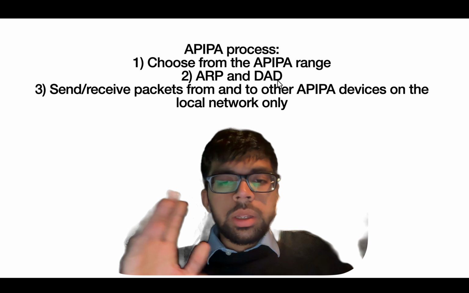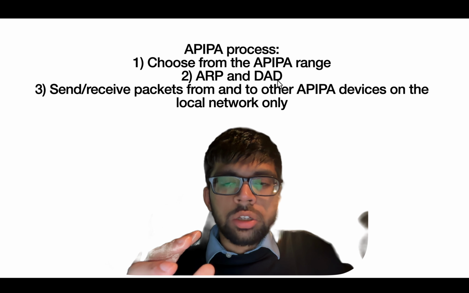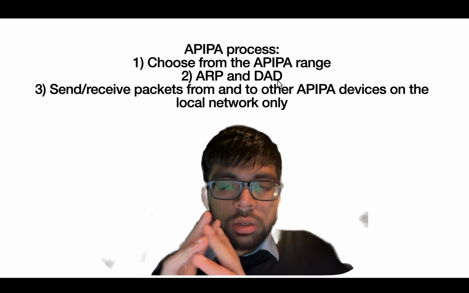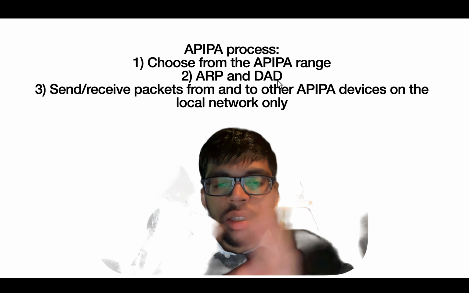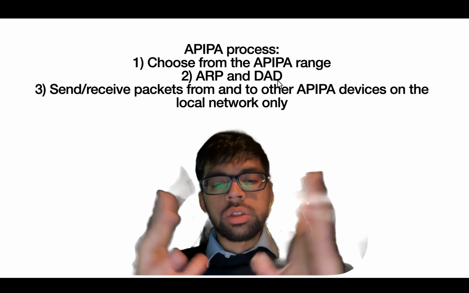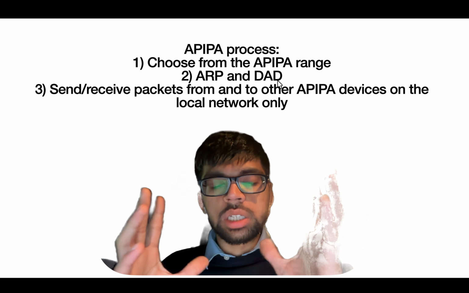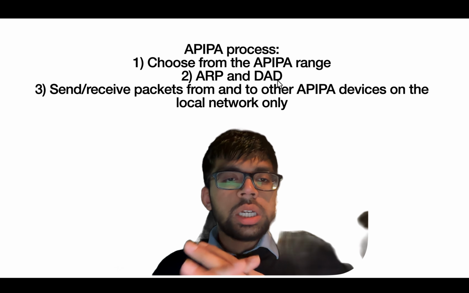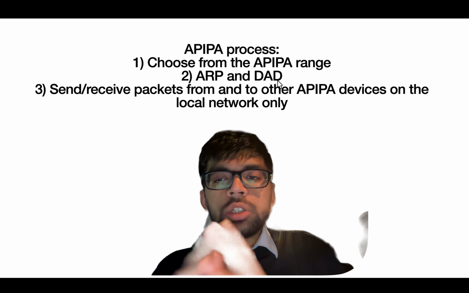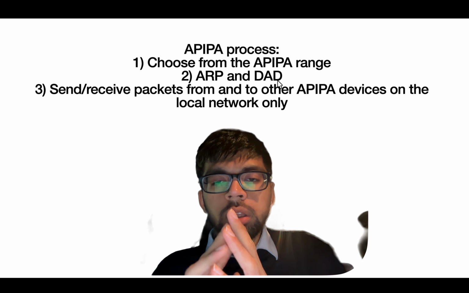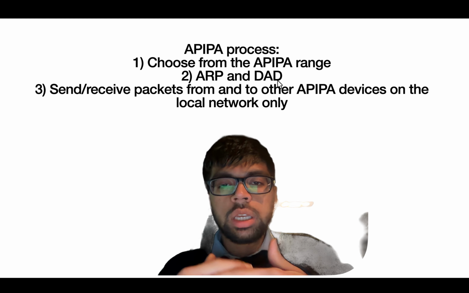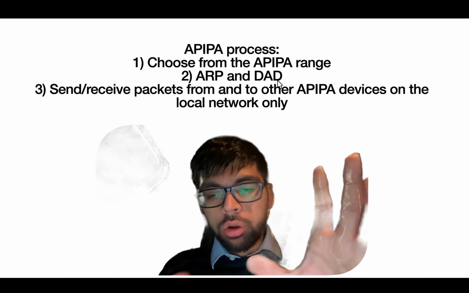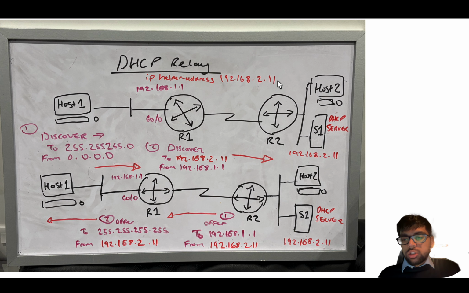Okay, so ARP, and duplicate address detection. So yeah, it basically does what it says on the tin. That's what it's doing, duplicate address detection. Those 2 things are carried out, and then the host can send and receive packets from and to other APIPA devices on the local network only. That's what's happening. Okay, on the local network, like a workgroup, for example. So let's look at DHCP relay.